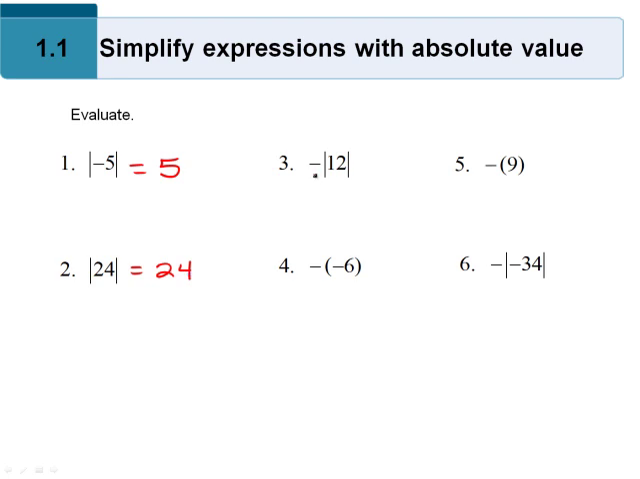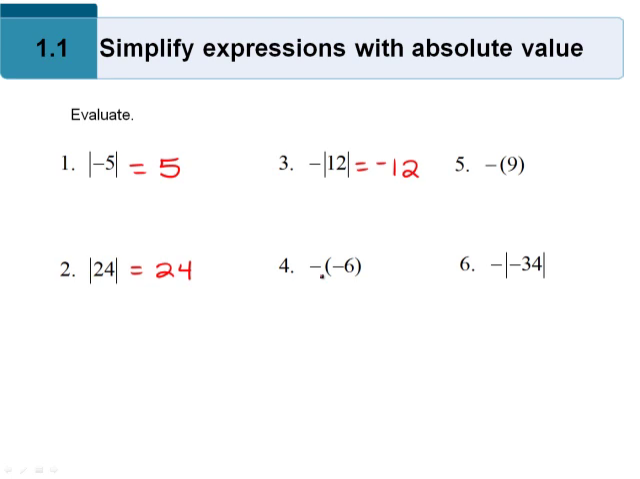Now, number 3, we have not done this before. We haven't had an opposite sign in front of an absolute value sign. So here's what you're technically going through. You're saying, okay, the absolute value of 12 is 12, positive 12. And then you say, what's the opposite of positive 12? That would be a negative 12. I'm going to show you an easy way to remember this in just a second, but let's get through these examples.